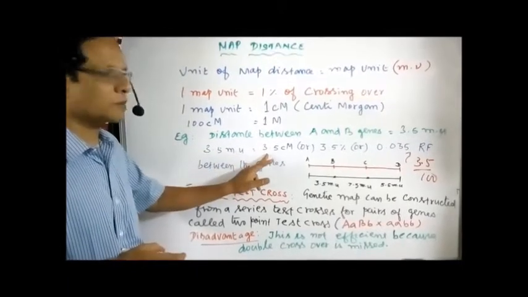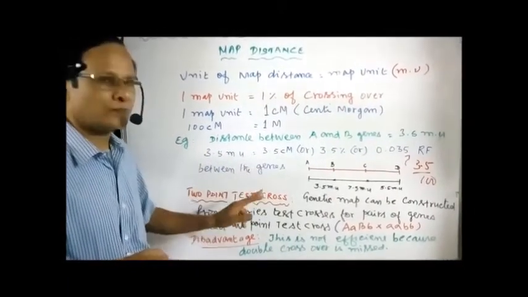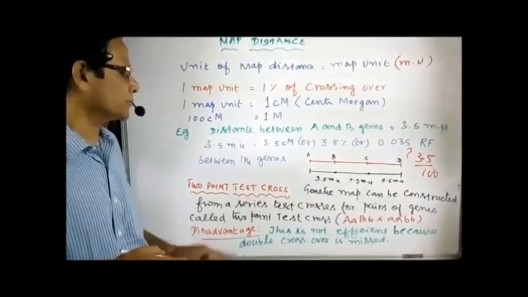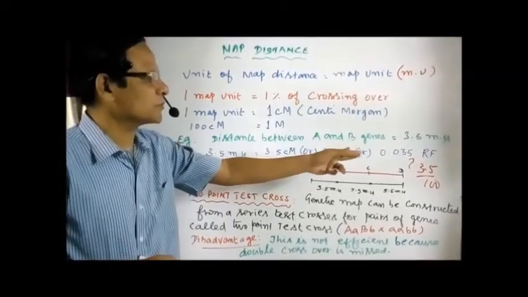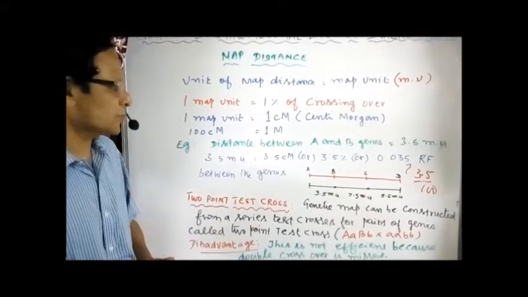which is equal to 3.5 centimorgan, because one map unit is equal to 1 centimorgan, or it is equal to 3.5 crossing over value. That's the percentage of crossing over. Or we have the recombination frequency in terms of fractions, 0.035.